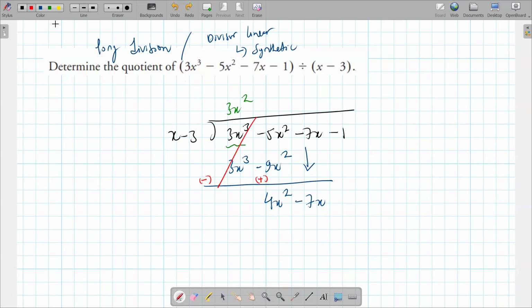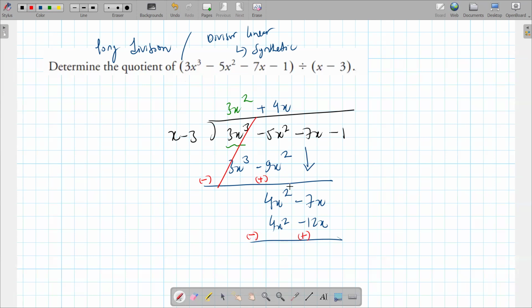So you multiply with positive 4x. So plus 4x, and then you multiply plus 4x with your divisor. 4x times x is 4x squared. 4x times negative 3 is negative 12x. And again, you subtract them. So minus, and then this minus will become a plus.